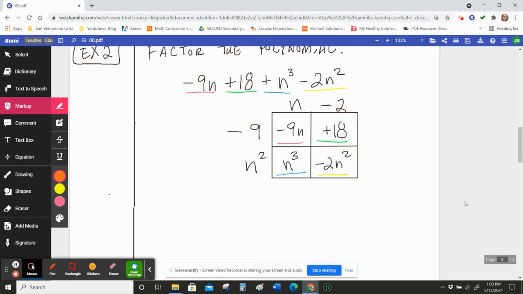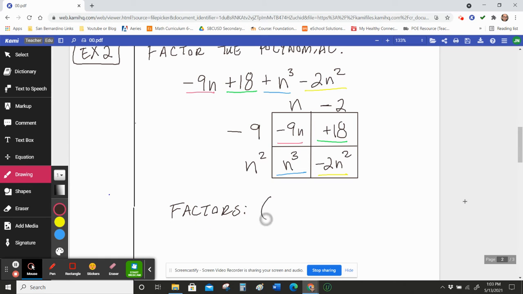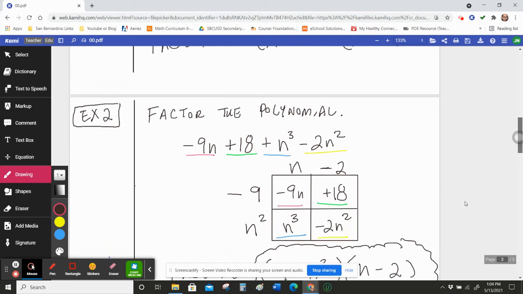Okay, now that it does make sense at the end, now I can write my factors. So my factors are going to be negative 9, positive n squared, which I'm going to write as plus n squared, and then multiplied with n minus 2. If I multiply these things together, I will get my original polynomial. Okay? So hopefully that makes sense.